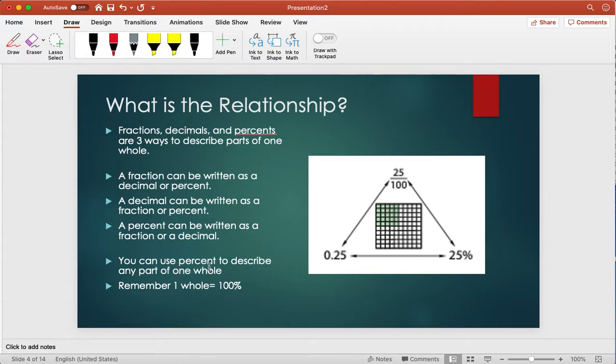You can use percent to describe any part of one whole. So that's what they do, right? Percent is part of one whole, and one whole is always going to be 100%. So what we're going to do quickly is go through and look at how we can actually start to convert from a fraction to a decimal, from a decimal to a percent, and etc.